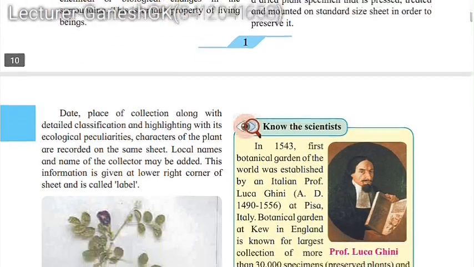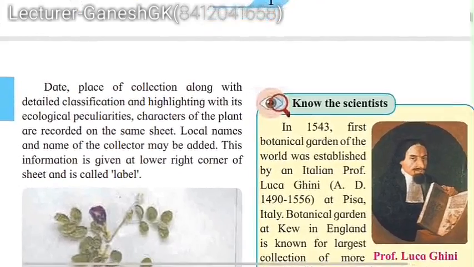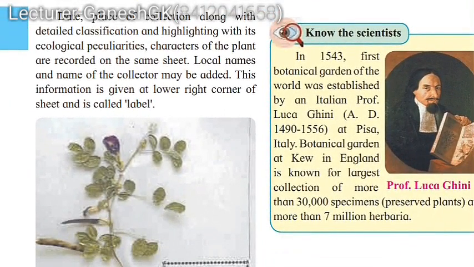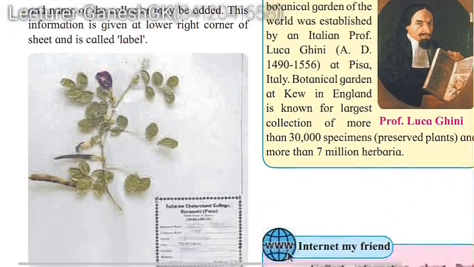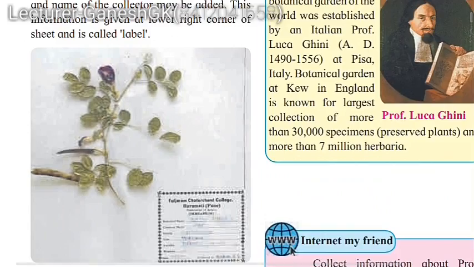So in the herbarium there is a date, place of collection along with the detailed classification, highlighting its ecological peculiarities. Characters of the plant are recorded on the same sheet. So what are the different characters and what are the similar characters which are expressed in that herbarium sheet? Local names and the name of the collector may be added also. This information is given in the lower right corner of the sheets, so it is labeled here.